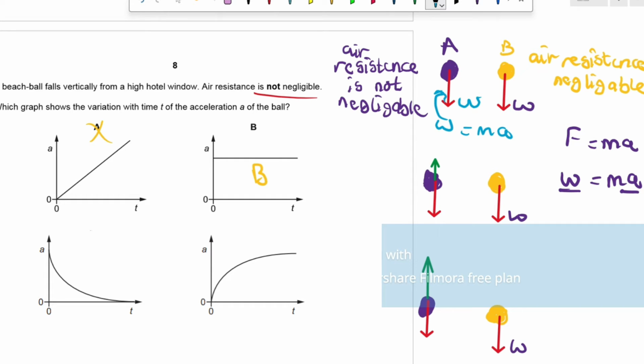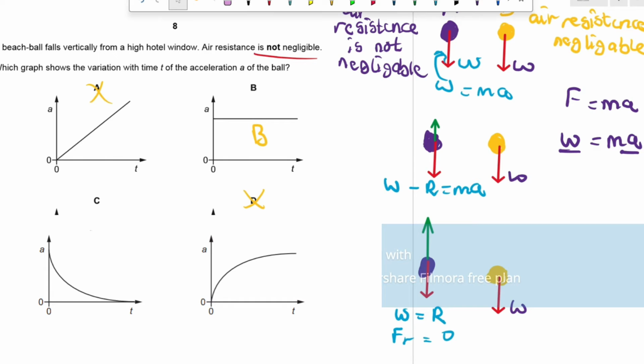But as it begins to fall, the air resistance begins to build up, right? So the resultant force is now going to be the weight minus the air resistance, equal to your mass times your acceleration. As the velocity increases, the air resistance is also going to increase. If you're moving faster on a bike, you're going to feel the wind much more because the air resistance is increased. So as the air resistance increases, this resultant force is going to decrease. And in this case, if W is going to be equal to R, the resultant force Fr is going to be equal to 0. There's now going to be no resultant force, hence my acceleration is going to be equal to 0.